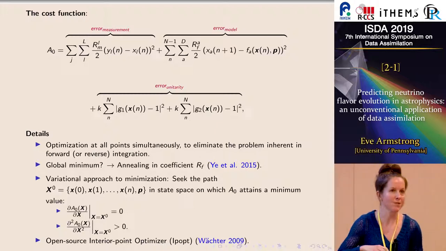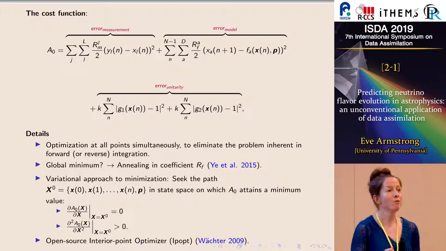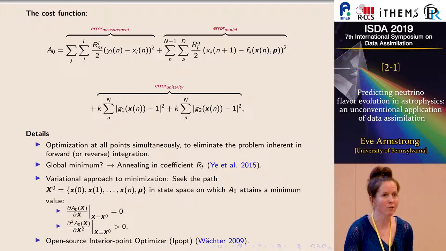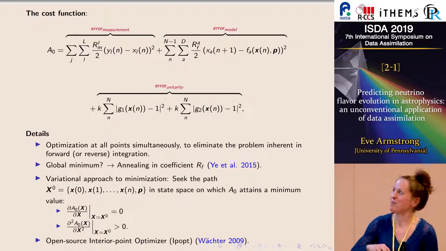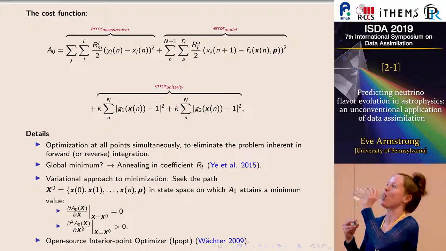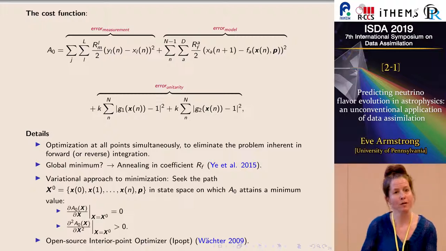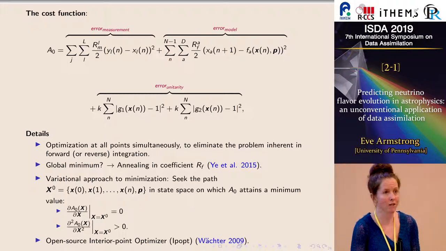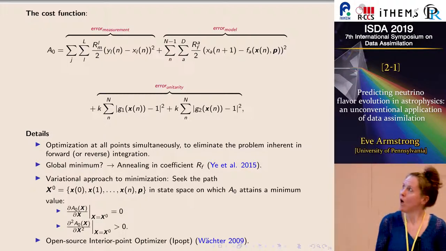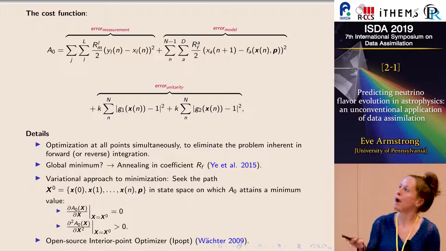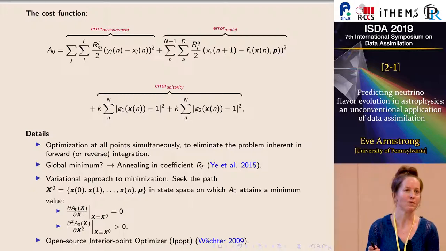A few specifics of the procedure. Again, the optimization is performed at all time points simultaneously. That was the point. That's why we began this collaboration in the first place. And to seek a global minimum on the surface of a non-convex cost function, what we do is an iterative reweighting of the measurement and the model terms.